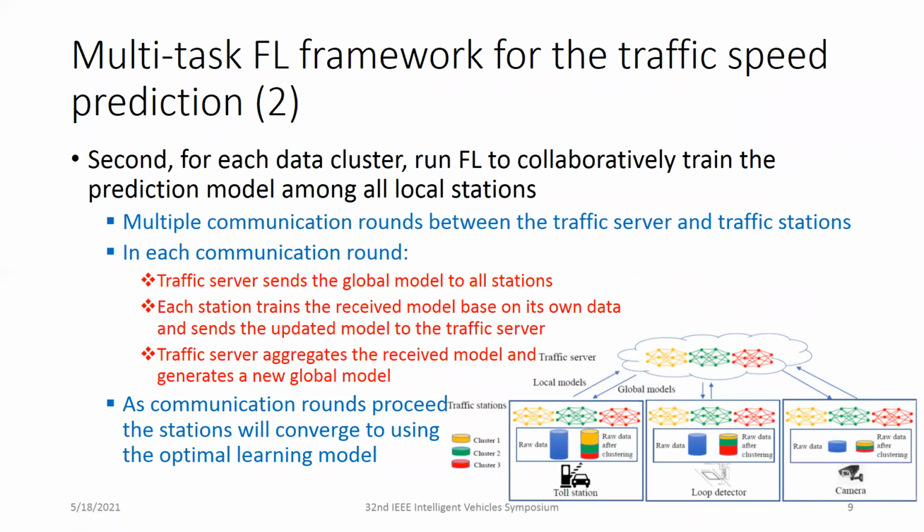The second step within the framework is that we run the federated learning. Federated learning, in essence, is a multi-communication round process between the server and the traffic stations. In each communication round, the traffic server sends the global model to all stations. Each station trains the received model on its own data and sends its updated model to the traffic server. The traffic server aggregates the received models and generates a new model. Those steps are repeated between the server and the stations. As the communication rounds proceed, the stations converge to using the same optimal learning model. That's the key idea of multitask federated learning, and you can find more details within the paper.